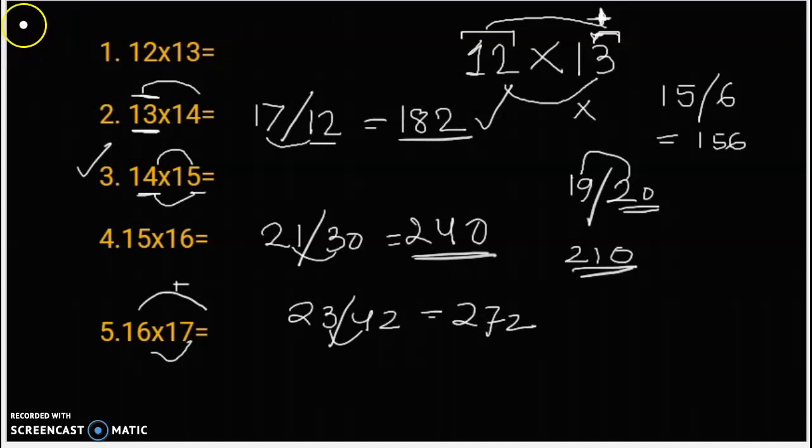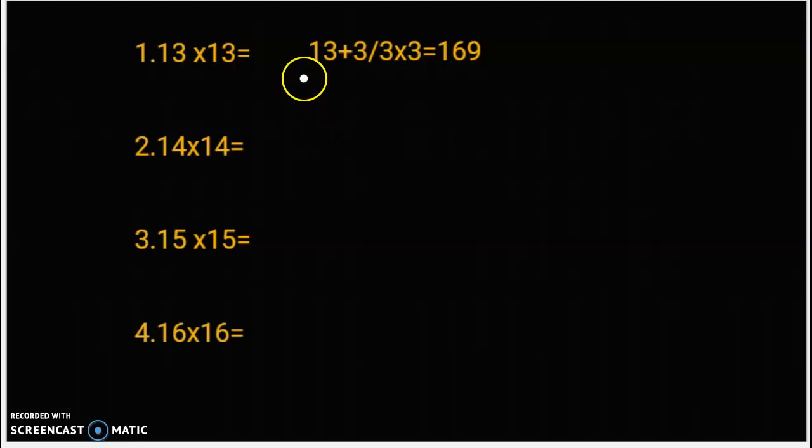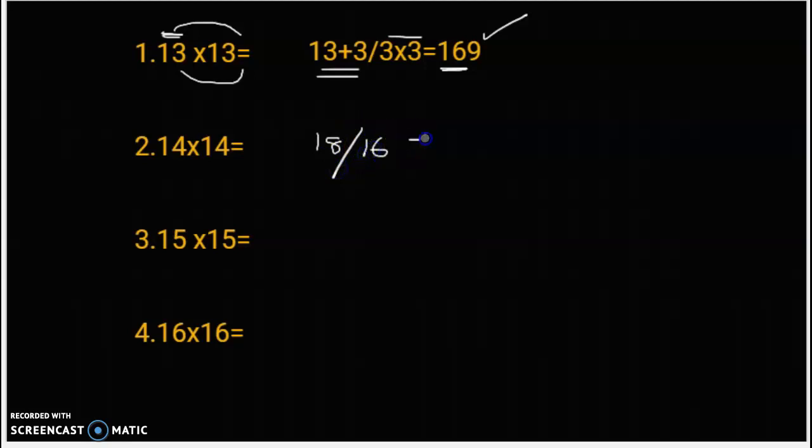Let us take a look at now squaring a number. You can see over here we have to multiply 13 times 13, that is 13 square. So same process, 13 plus 3, 16, and 3 times 3, that is 9. So 169 is the answer. 14 plus 4 is 18, and 4 times 4 is 16. So 196 is the answer.